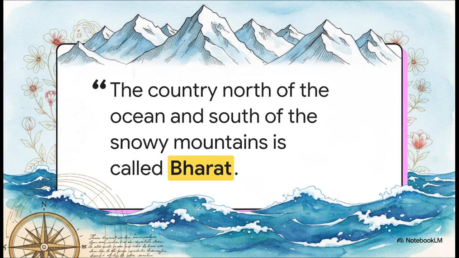This brings us to a truly stunning piece of ancient geography. I want to read you this powerful quote from the Vishnu Purana, a text written many centuries ago. "The country that lies north of the ocean and south of the snowy mountains is called Bharat." I mean, just pause and think about that for a second. We're talking about an era with absolutely no satellites or modern mapping, yet the inhabitants of this incredibly diverse land shared a unified, overarching geographical definition. They entirely understood the physical scale of their world, bound by the Himalayas and the Indian Ocean, and they gave that entire massive expanse a single name, Bharat.